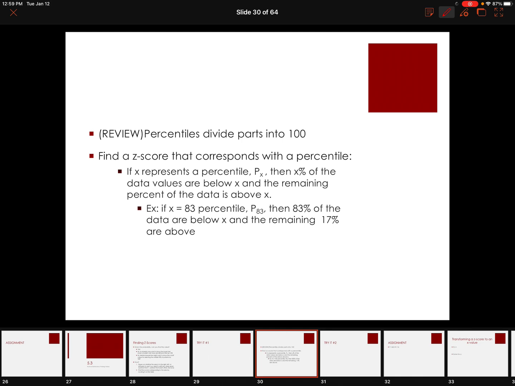Now remember that percentiles divide parts into 100. To find a z-score that corresponds with a percentile, this is what we're going to do. If x represents a percentile p, then p% of the data values are below x, and the remaining percent of the data is above x. So if my percentile is 83, 83% of the data is going to be below, and the remaining 17% would be above. So we can say if you're in the 83rd percentile for height, 83% of people are shorter than you, and 17% of people are taller than you.